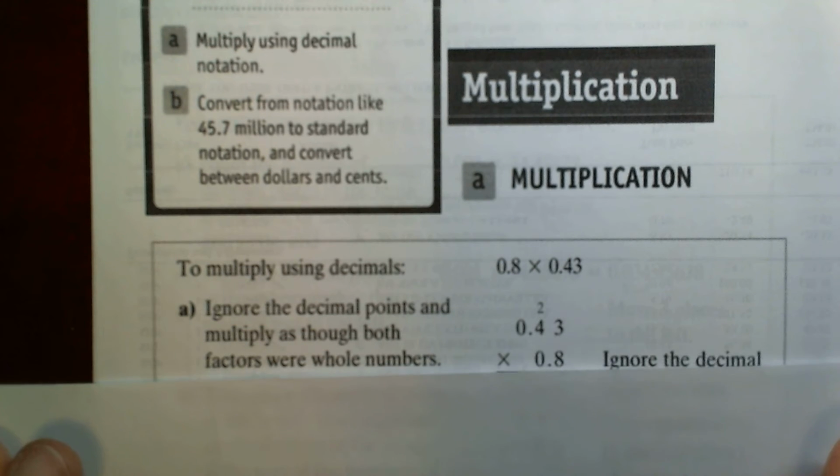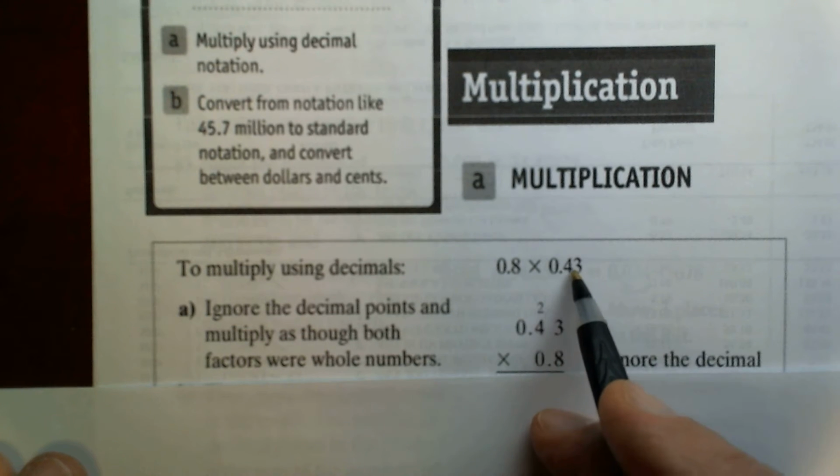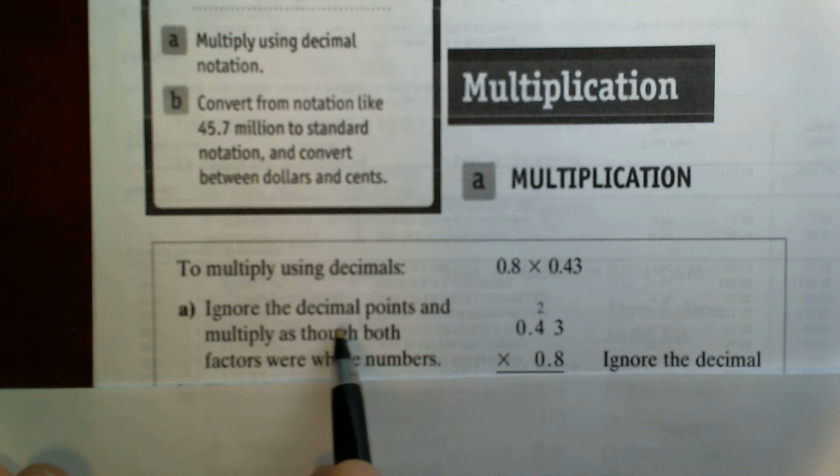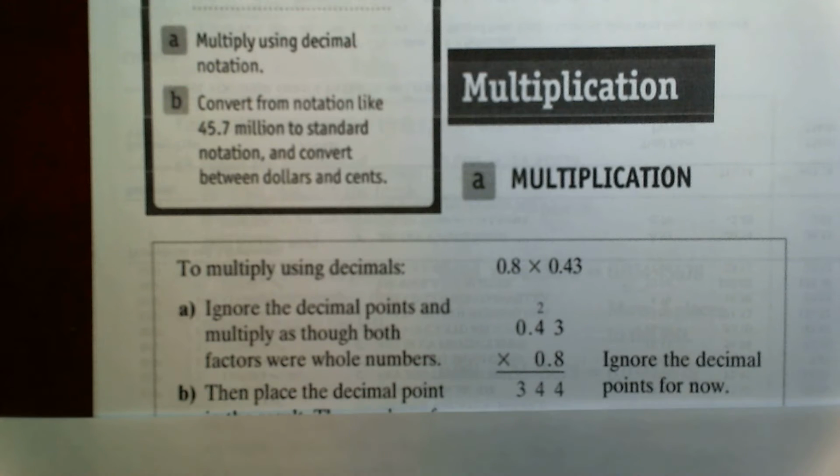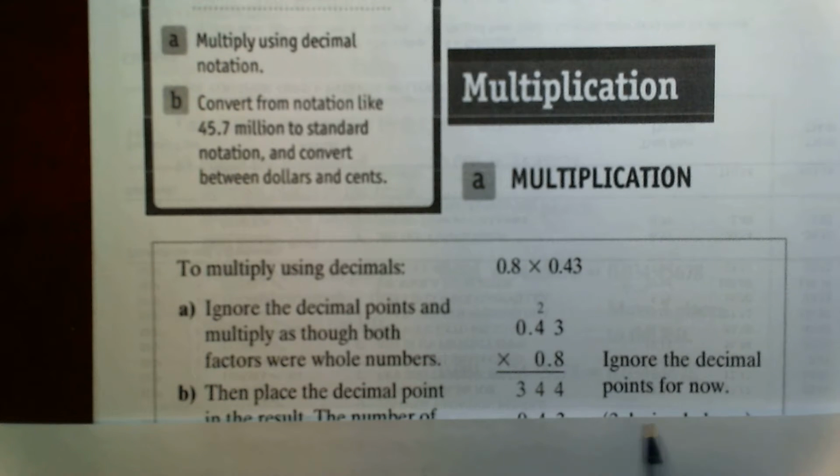To multiply two decimals, for example, 0.8 times 0.43, ignore the decimal points and multiply as though both factors were whole numbers. This is important. So you multiply 43 times 8, so 3 times 8 is 24, carry 2, 4 times 8 is 32, 2 plus 32 is 34. So here's the result, 344.